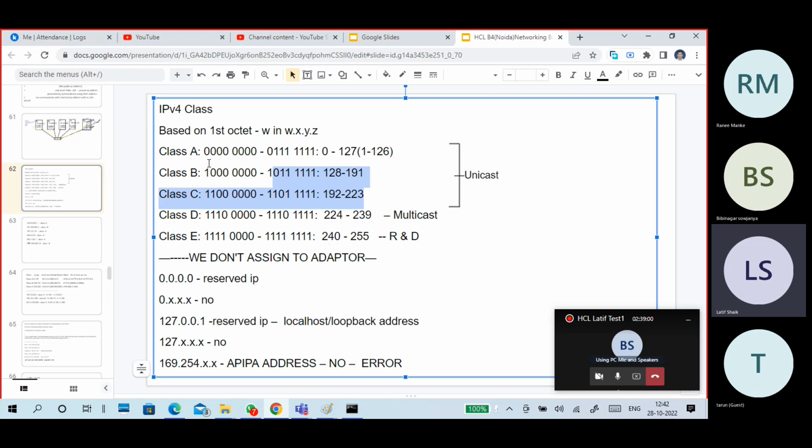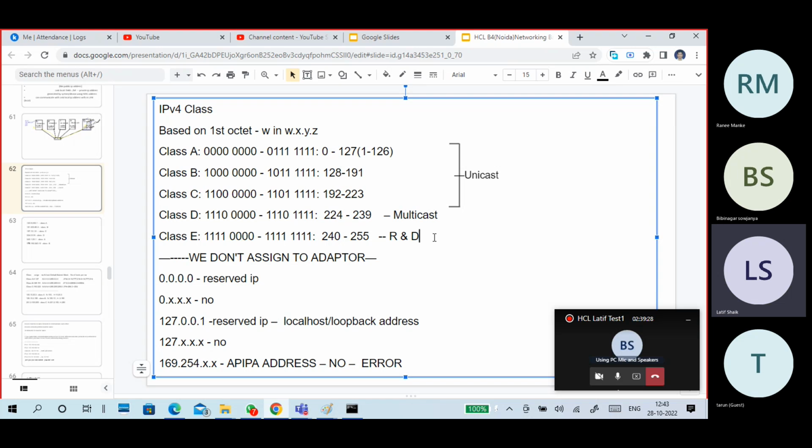The first 3 are unicast IP addresses. Class D is a multicast address and Class E is R&D. R&D means we don't use it. No one is using it. Maybe it is used in some special places, but still it is R&D. Maybe it is reserved for a future purpose or used somewhere. We are not using it in general public communications.